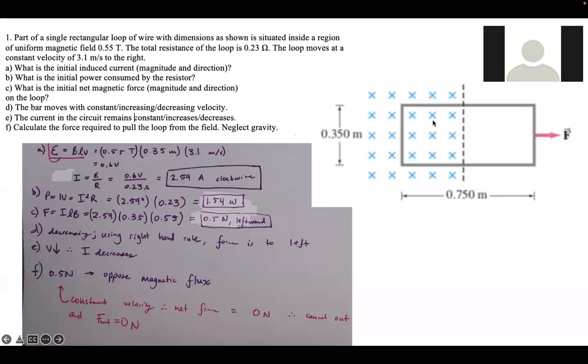Okay, and then in part E, it's asking us about the current of the circuit. And again, it will decrease as V decreases. And then we're going to calculate the force required to pull the loop from the field. It's going to be just enough to oppose the magnetic force because, constant velocity, net force equals 0. The only way to cancel out this F is with an equal and opposite force, of different direction.